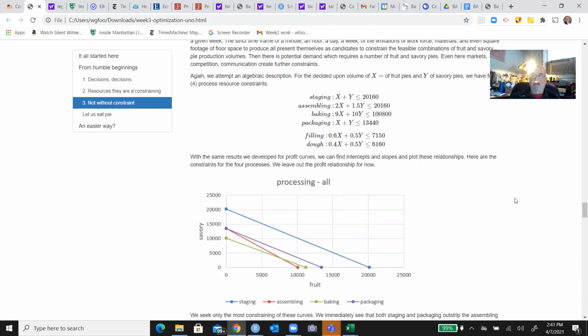We have two lines here. Can you spot the ones that are parallel? Well, if they're parallel, the ratio of A and B is exactly the same. We have an X plus Y packaging and an X plus Y staging, different levels, less than or equal to 13.4 or 20.1 thousand minutes. You can tell which one is which. The 13 is the purple one and the blue one is staging.